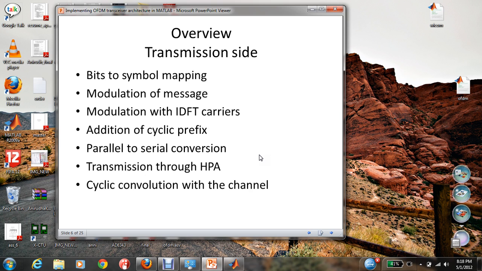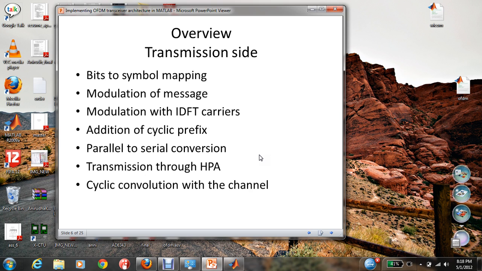In this case, we modulate each sub-channel. In the frequency domain it should be a brick wall, but in the time domain, a brick wall function would be a sinc function, which is very difficult to realize in a real practical system. As a result, the carriers which we use are IDFT carriers, and these IDFT carriers are orthogonal in nature, orthogonal being that the IDFT matrix is orthogonal. So individual subcarriers are IDFT. Then after modulation with the IDFT carriers, we add a cyclic prefix.